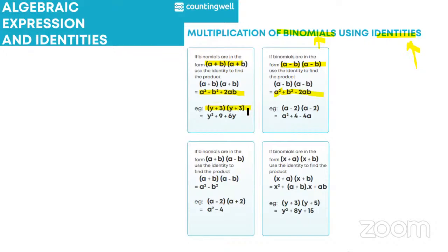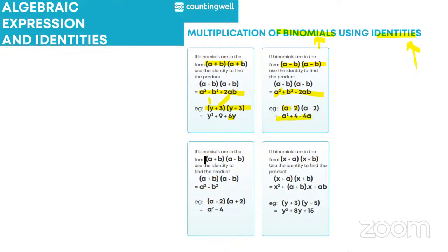and they should be in brackets, we can write it as square of the first term plus square of the second term plus 2 times the product of the two terms. So we have 2 times y into 3, so it will be 6y. Here, square of the first term a square, square of the second term 4. Then we have minus 2 into a into 2, so we have 4a.